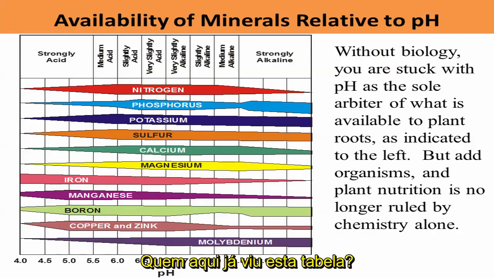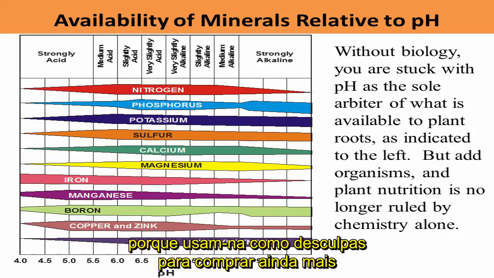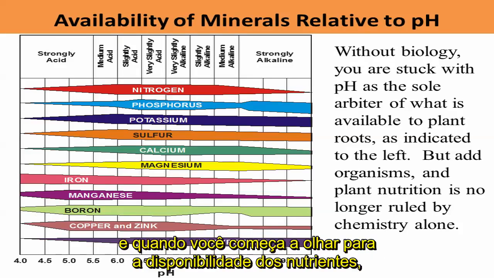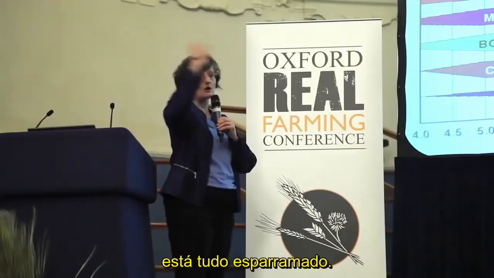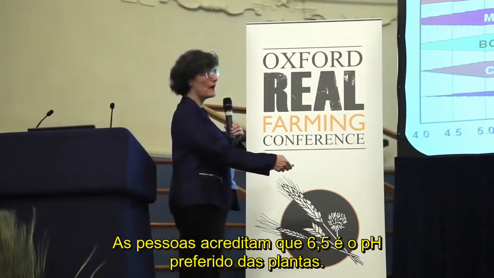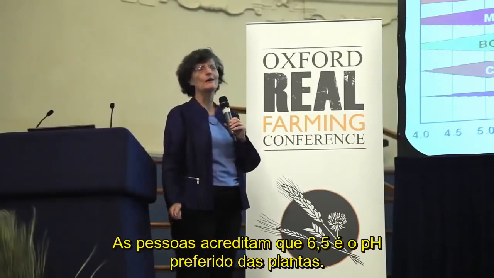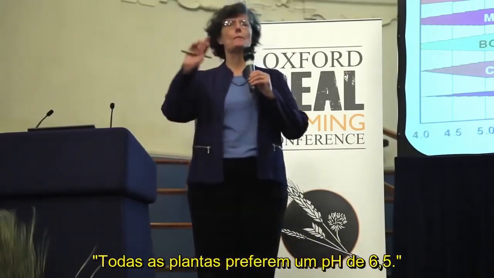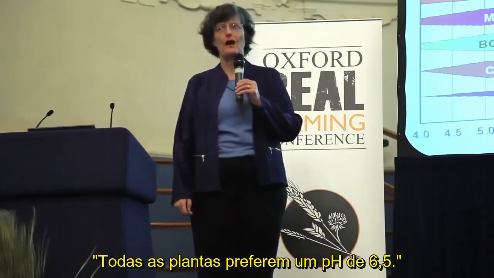How many of you have seen this chart? Fertilizer salesmen love this. Agronomists love this because they use this as the excuse for why you've got to go buy more of something you don't need. Throw all of this out the window because this is based strictly on pH. And when you start looking at when these different nutrients are most available, it's all over the board. The only thing that's actually most available at a pH of 6.5 is the preferred pH for all plants to grow. Like, what on this planet would lead you to believe that nature behaves that way? All plants grow best at a pH of 6.5.